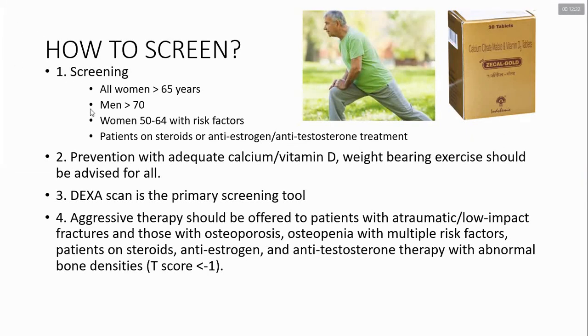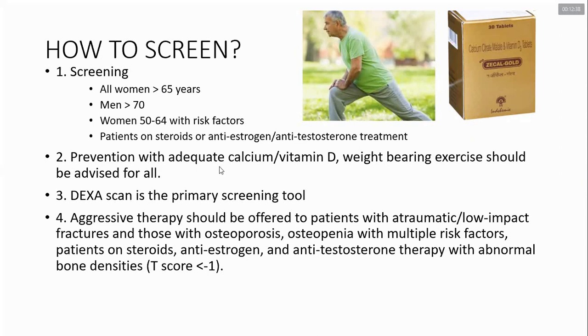If the patient is on steroids or on any anti-estrogen or anti-testosterone treatment for their underlying problem, then you should have a high index of suspicion that these people can develop osteoporosis, so you want to treat them.